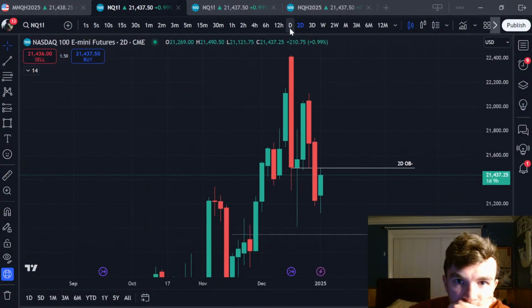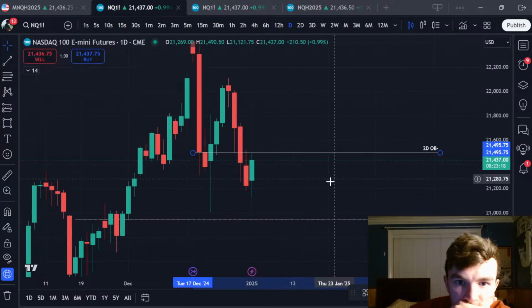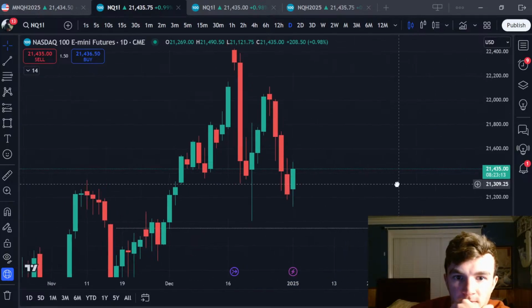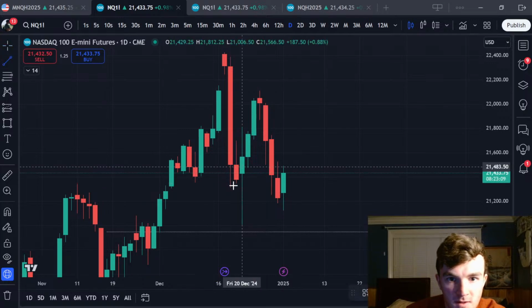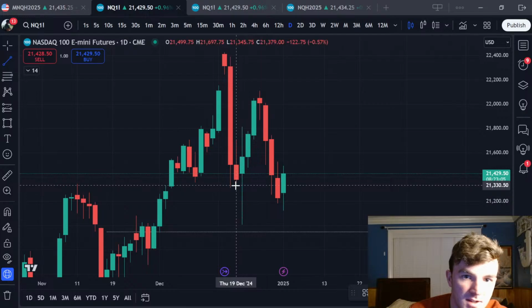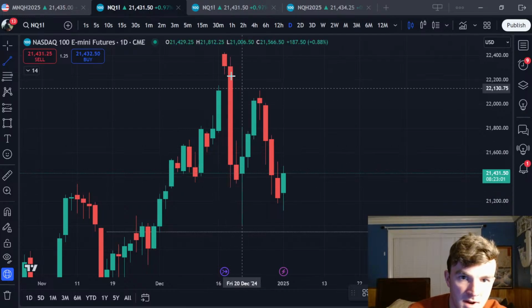Okay, and then going down to the daily. On the daily, it's just kind of like a mitigation block. The reason I say mitigation and not breaker is because it's not a higher high, it's a lower high.